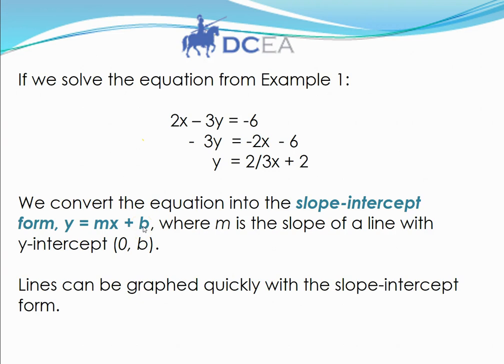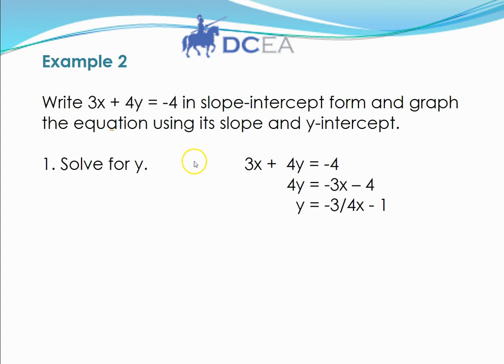This should look familiar from algebra. In this formula, m is the slope of a line, and b is the y-intercept, (0, b). So in the formula, 2 would be your y for your y-intercept. This would be b. Lines can be graphed quickly with the slope-intercept form.